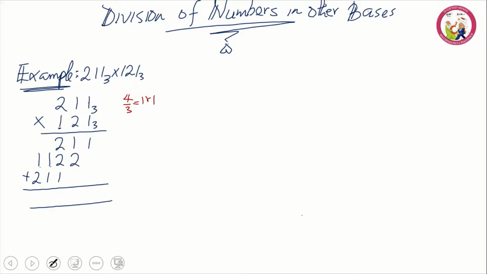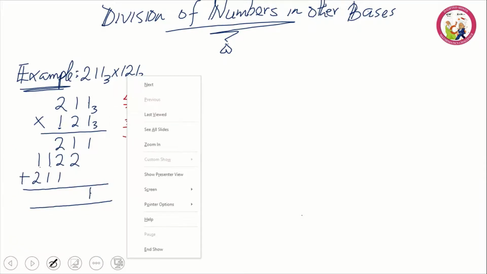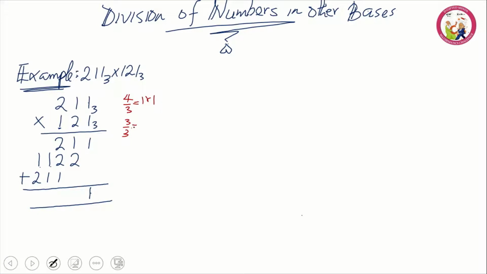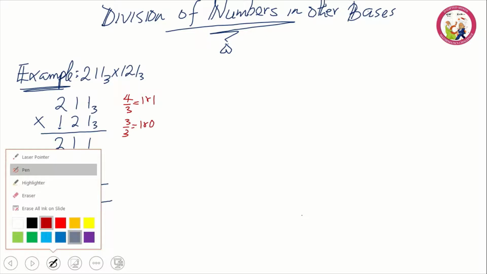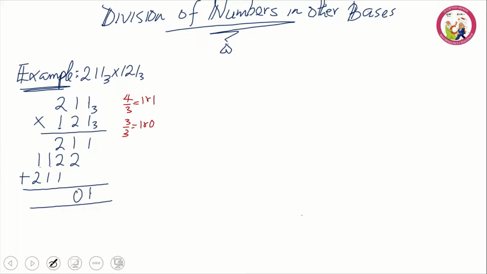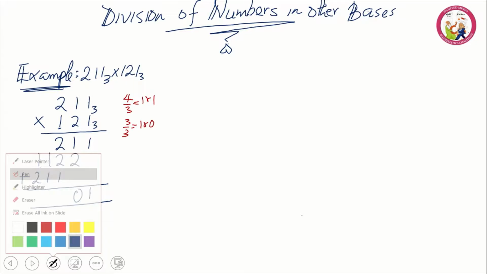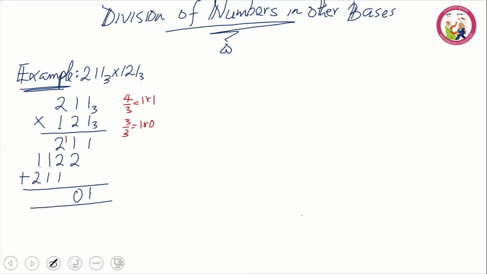Let's add these numbers in base 3. The addition will be done in base 3 because the two numbers are in base 3, right? Bring this 1 down. 1 plus 2, that will be 3, but we're working in base 3, so we're not expected to have 3 in our answer. It means we divide 3 by 3, that is 1, remainder 0. So we write down the remainder and take the quotient to the next digit, which is 1.